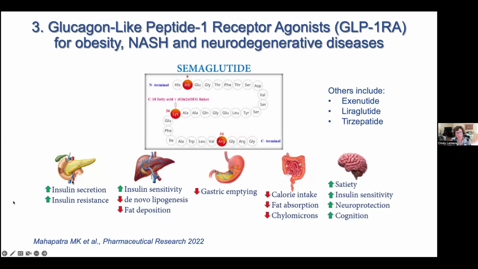And these increase insulin secretion, this is the pancreas, and they increase insulin sensitivity in the liver. They reduce gastric emptying, reduce caloric intake and fat absorption, and they increase satiety, or that feeling of being full and not having hunger. They also increase insulin sensitivity and have been shown to provide neuroprotection and improve cognition.